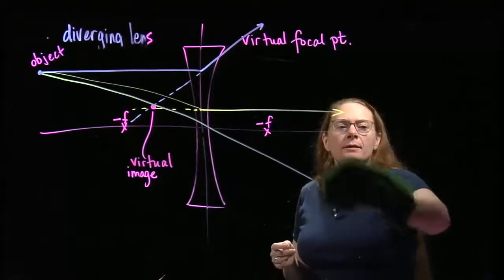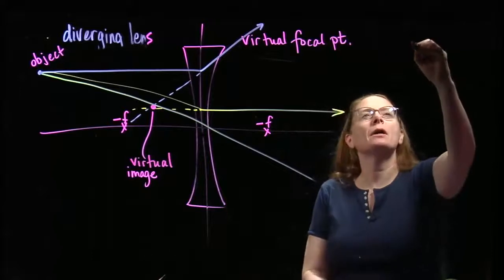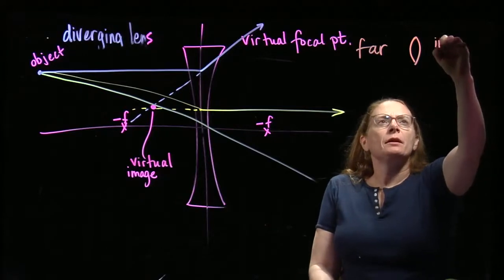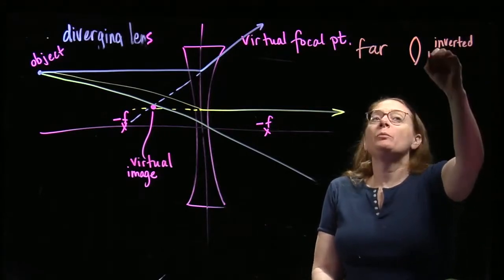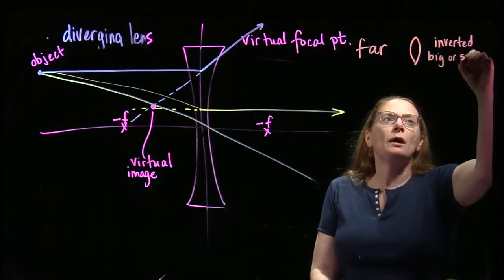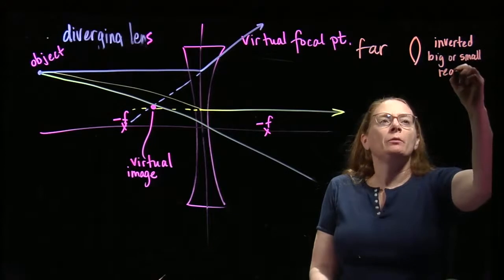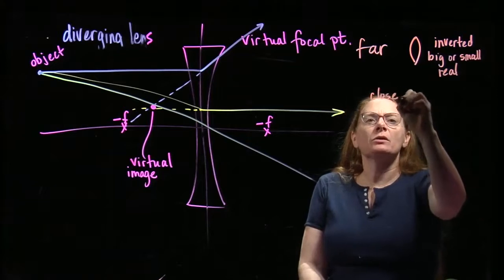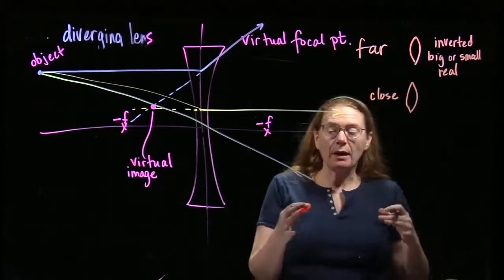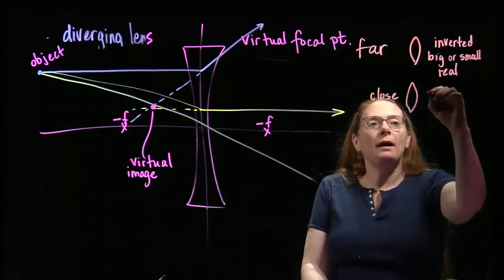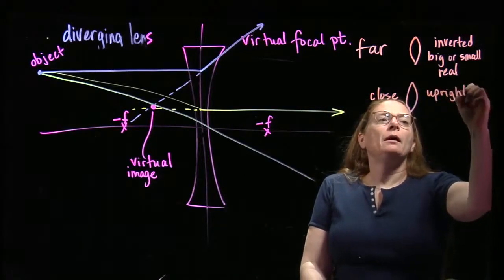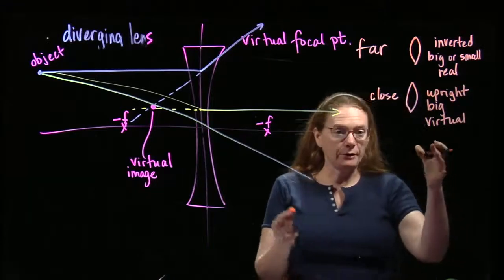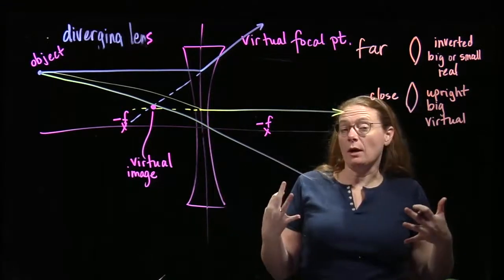So to summarize lenses, if we have a converging lens and we are far away, what we get is an inverted, upside down image. It could be bigger or smaller than the actual object, and it is a real image. We can put a piece of paper or a screen there and see it. If we're really close to a converging lens, within that focal point is the key, then we have an upright image, and it is big, and it is virtual. The light rays don't actually meet there. You can never see a virtual image on a piece of paper. You can only see it with your eyes.